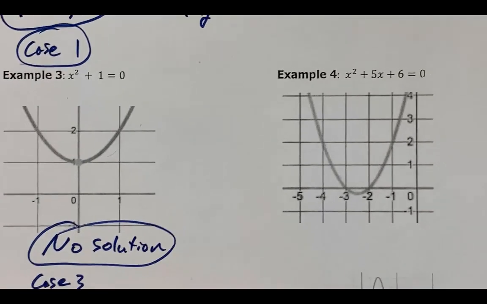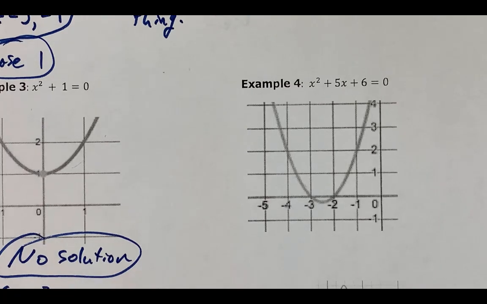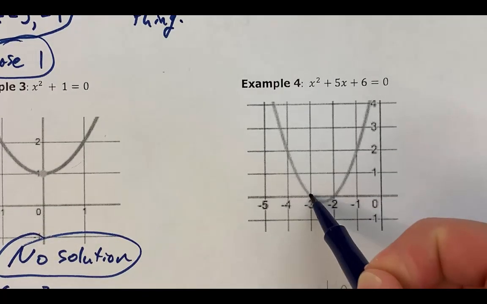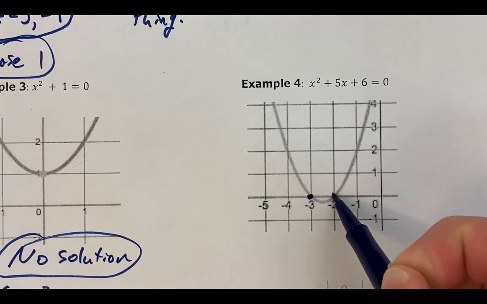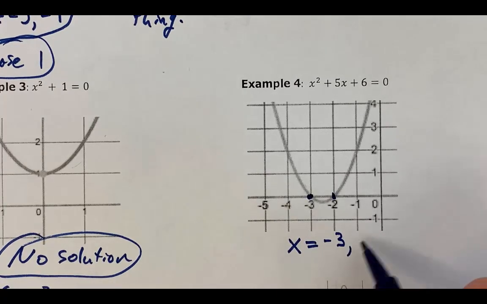Over here, you should try this one on your own. See if you can solve it. Again, you're looking for the x-intercepts, so pause. All right, here's the answer. Again, this is one like number 1. It has 2 x-intercepts, so your solutions are x equals -3 and -2. This is an example of case 1 where there's 2 solutions.